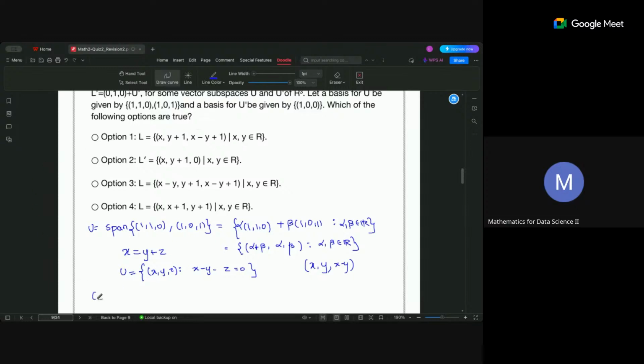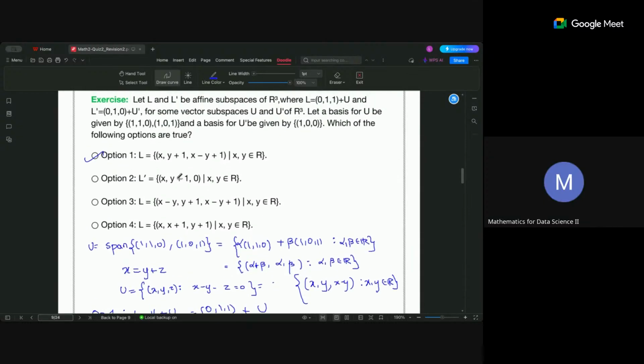So for option 1, what is your vector v which gives you L is equal to v plus u? Your u is the set of all (x, y, z) that satisfies this condition. Ma'am, I'm getting (0, 1, 1) for option 1. Yes, so you can add (0, 1, 1). If you add plus 1, then you will get this, correct? So this is an affine space, correct? Yes. Now look at L dash.